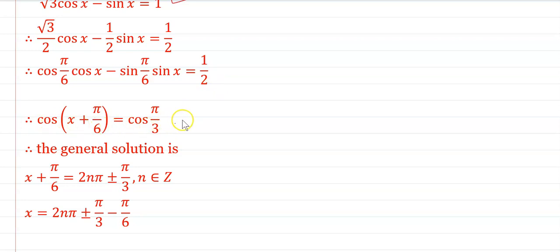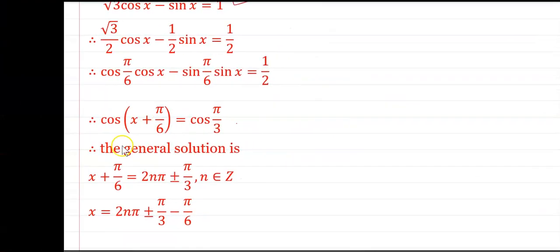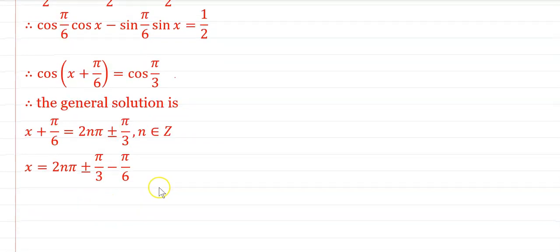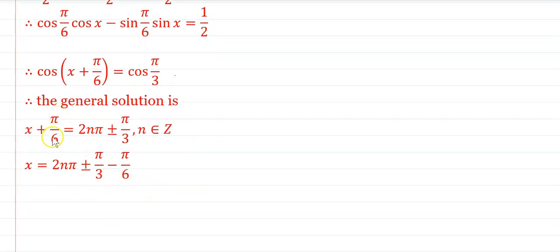And therefore the general solution for this is again cos x is equal to cos alpha. Therefore x is equal to 2n pi plus or minus alpha. Alpha is pi by 3. We know that formula, x is equal to 2n pi plus or minus alpha, but x is here x plus pi by 6, 2n pi plus or minus pi by 3, where n belongs to Z. Only shifting of this term, that is this pi by 6. If we shift to the right hand side, it will become minus, and hence x is equal to 2n pi plus or minus pi by 3 minus pi by 6.